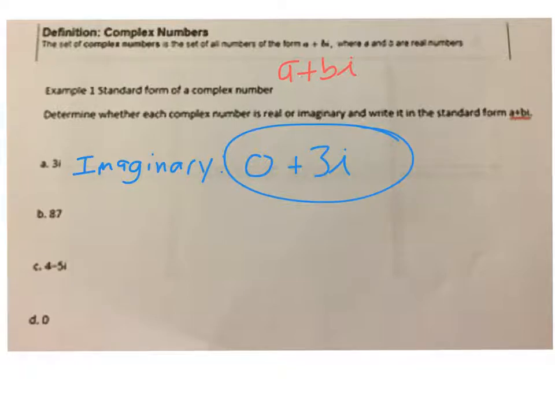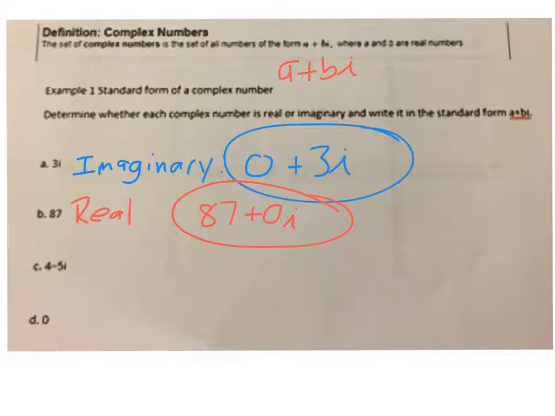Okay, 87. Is that a real number or an imaginary number? Real. It's a real number. So if I wrote that in complex form, that would be 87 plus 0i, because think about what is 0 times i. 0. So it's really just 87. All of the numbers you've ever worked with have an imaginary part, but that imaginary part is 0.